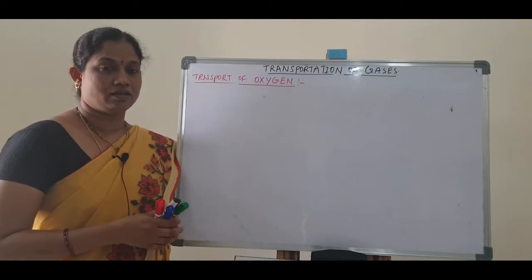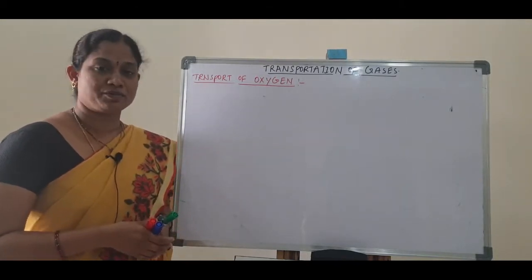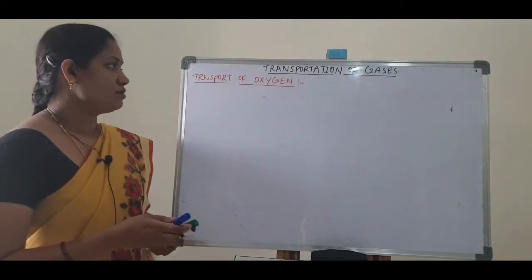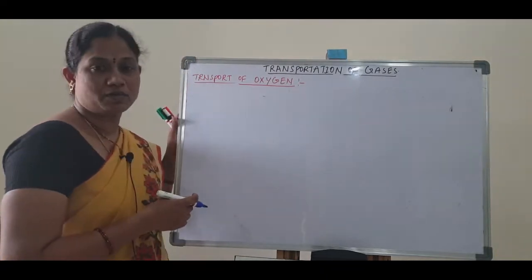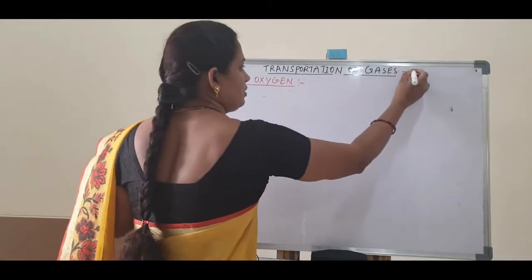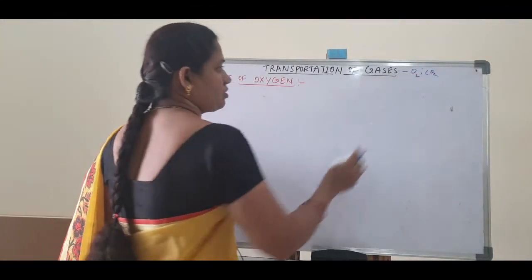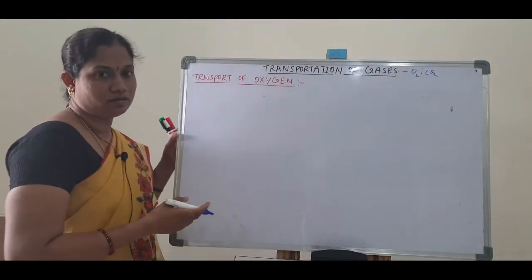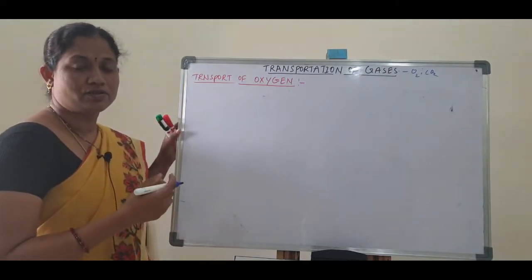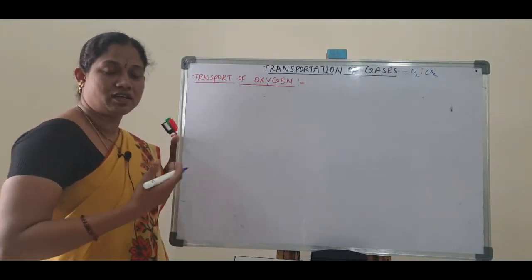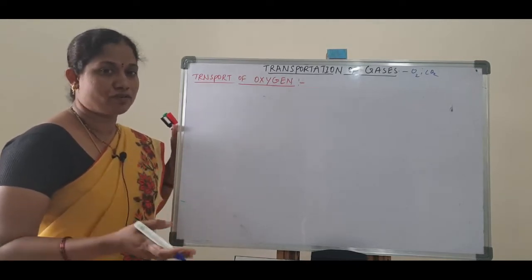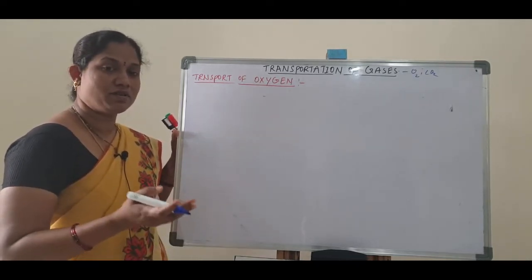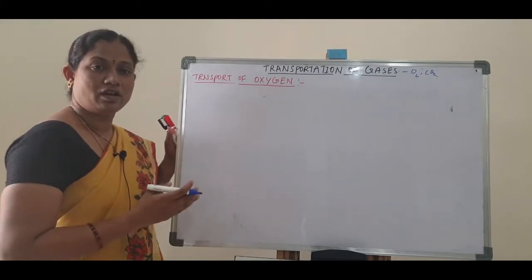Hello students, today my next video is on transportation of gases. Gases here means respiratory gases, oxygen and carbon dioxide. Oxygen and carbon dioxide are called respiratory gases. During inhalation, air enters inside. After inhalation, oxygen is diffused into the blood. At the same time, carbon dioxide is released into the air.